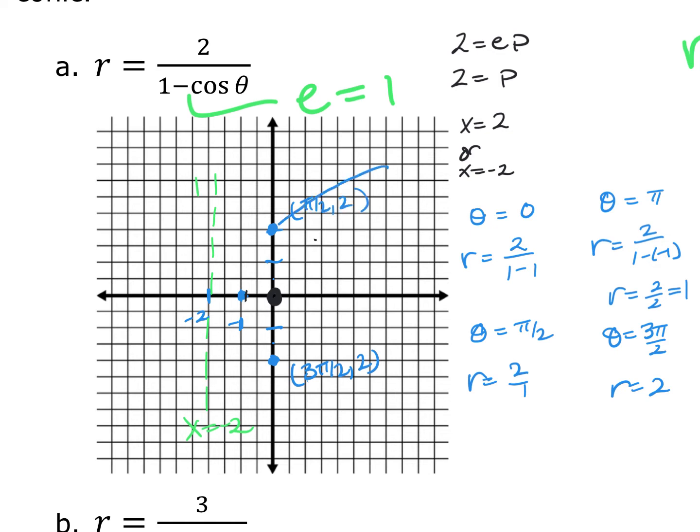So I know that this is my parabolic shape. I also know where my vertex is. I know the focal diameter. The focal diameter is this distance. And I can clearly count and see that the focal diameter happens to be 2.